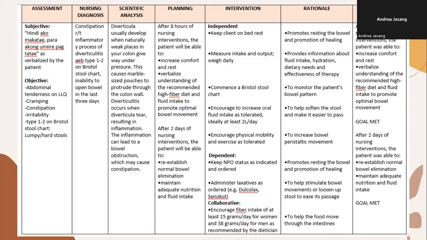For the collaborative intervention, you will have to encourage fiber intake of at least 25 grams per day for women and 38 grams per day for men as recommended by the dietitian. This is to help the food move through the intestines.